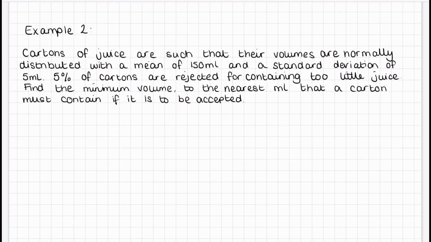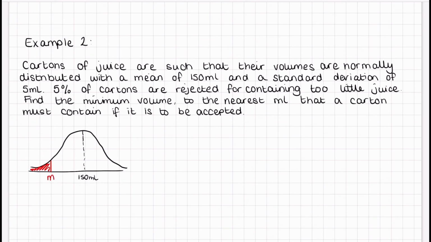So once again here, let's draw a little diagram. So here's our normal distribution. It's got a mean of 150 mils, so the mean goes right down the middle. Standard deviation of 5. 5% of cartons are rejected. So the rejected part is only at 5%, so it's going to be down this end. And anything underneath that is going to be rejected. We'll call that value M there that we're trying to find.